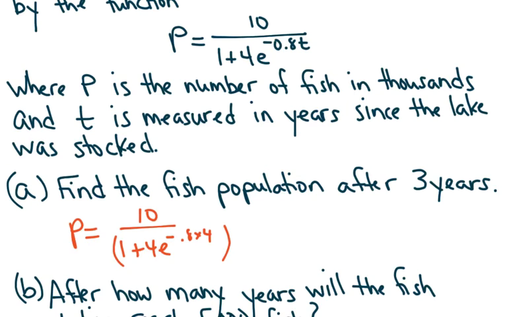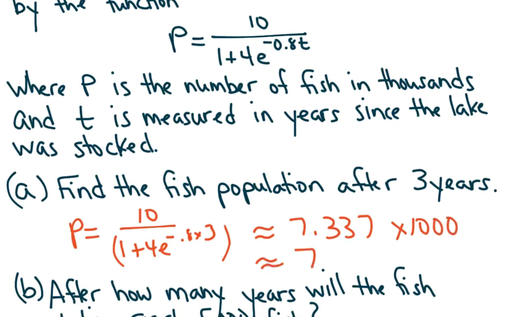Of course, I just realized that I said 3 years, and I plugged in a 4 there. I don't know why. So let's try this again. That should be a 3. The answer that the calculator spits out is about 7.337, except we said the p is measured in thousands, so you need to multiply that by 1,000. So the answer is really about 7,307 fish.